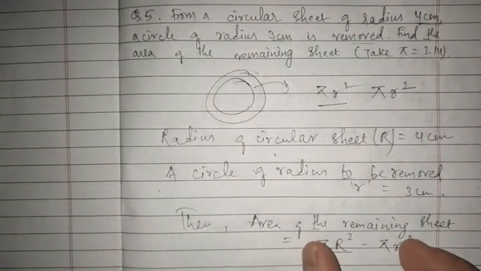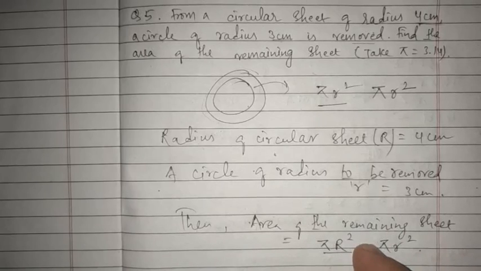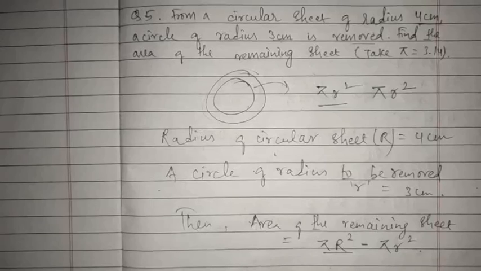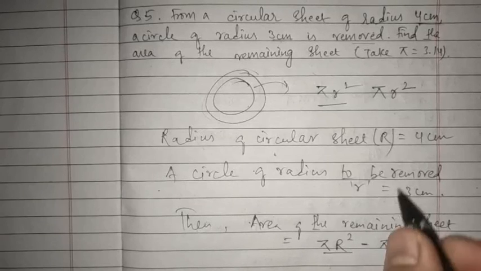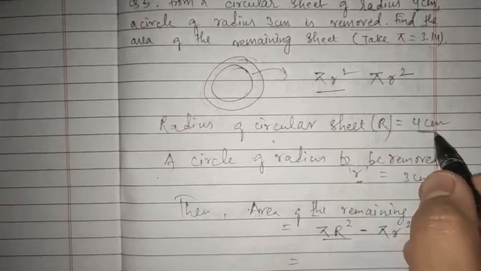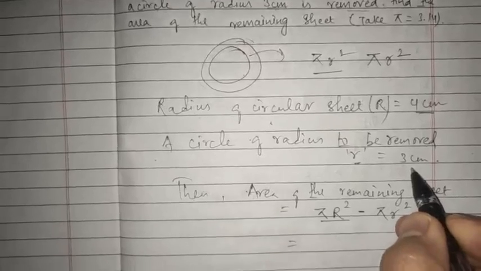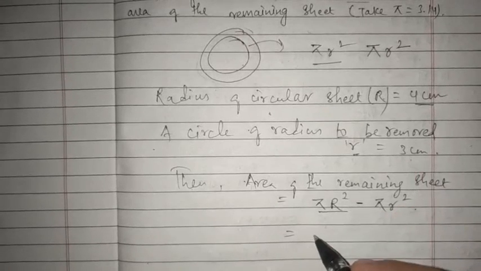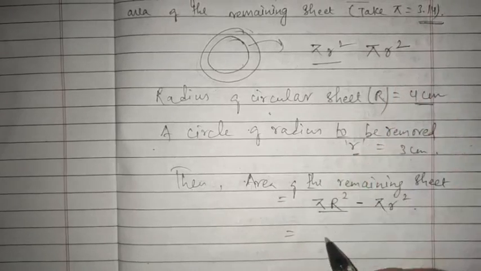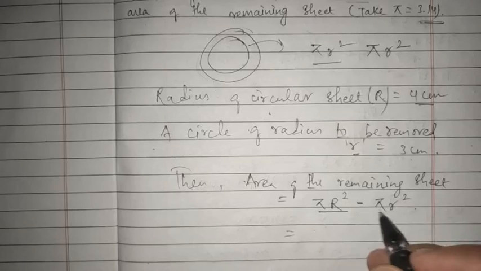So in this question we are doing subtraction. Here we are putting the minus sign because the part of the circle is getting removed, right? So capital R is 4 centimeter and small r is 3 centimeter. There are two radii of a circle. The pi value here we have to put is 3.14. It is given in the question. So whatever the question has given, that you have to write.